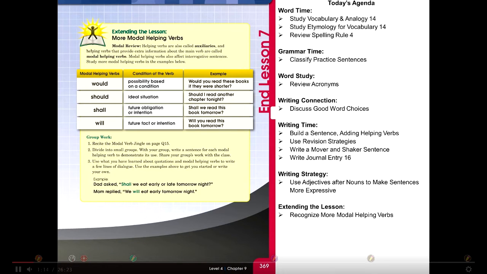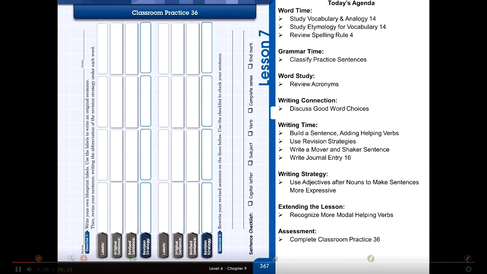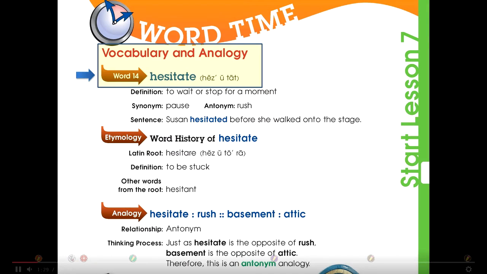I will also extend the lesson today. Here we will learn to recognize more modal helping verbs. Finally, your assessment will consist of completing Classroom Practice 36. Let's get going. I'd like to begin today's lesson with word time.